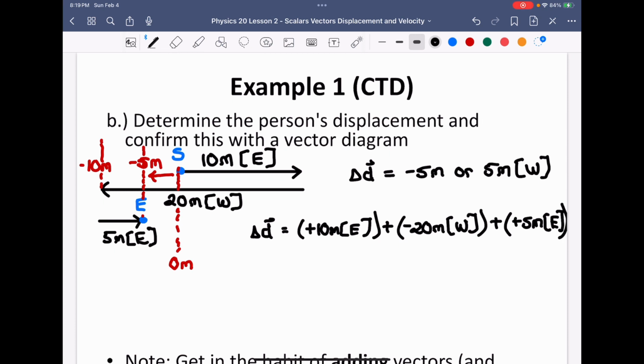There we go. Now, if we sum these all together, we're going to get an overall displacement of +10 minus 20 is -10, plus 5 gives me -5 meters, or 5 meters in the west direction. So just like our prediction, based on our visual that we created, we get the exact same answer here.